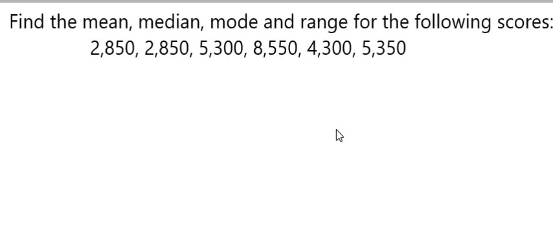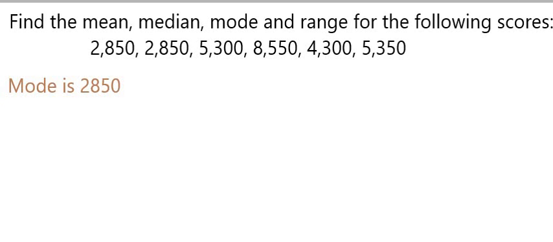So we're going to find the mean, median, mode, and range for these sets of numbers. We'll find the mode first. The mode is just the number that comes up the most. So we have 2850 that comes up 2 times. That's more than anything else. So the mode would be 2850.